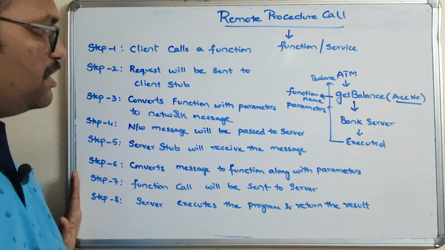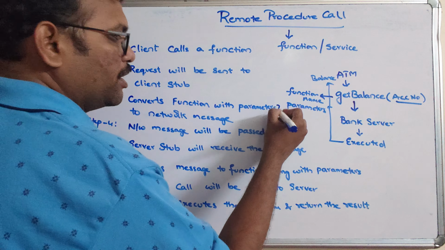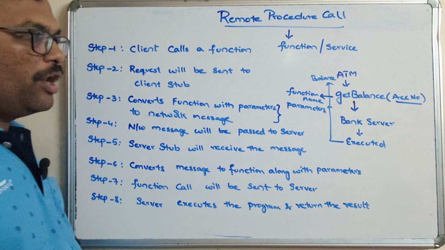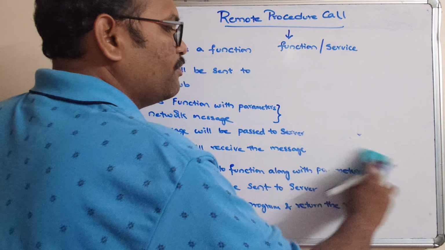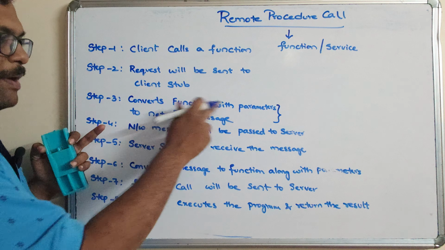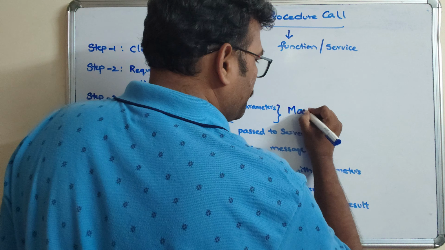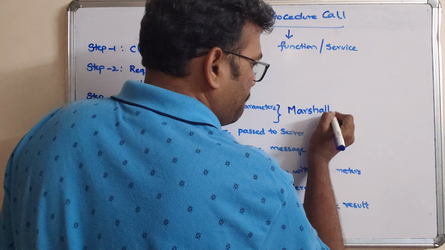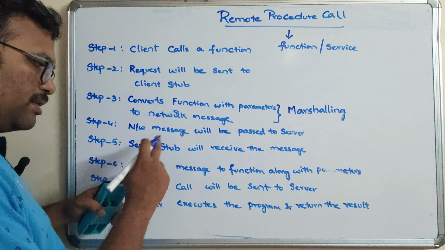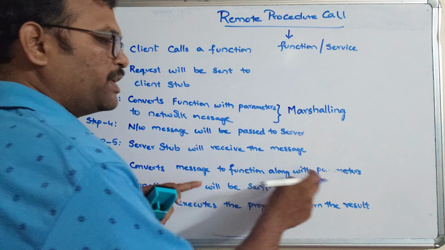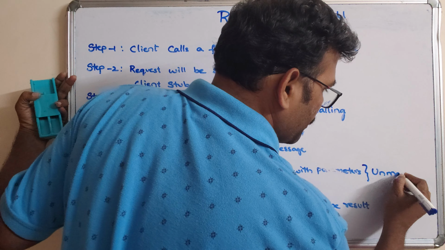So this is the procedure, and here is the conversion of function along with the parameters, right? We are saying the client stub will be converting the function with parameters to the network message, and this process is called marshalling. And here the server stub will convert the message to functions, and this is called unmarshalling.